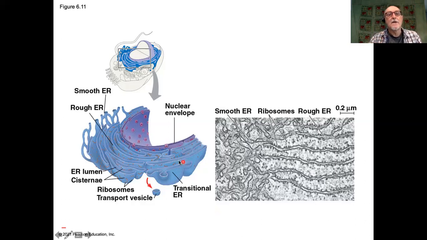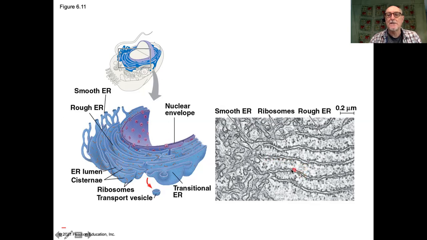There is another kind of endoplasmic reticulum. Here's the rough endoplasmic reticulum here. Easy to recognize because it has the lumen. Here in the membrane, the dark line is the membrane on the outside, and these black dots are the ribosomes stuck to it.